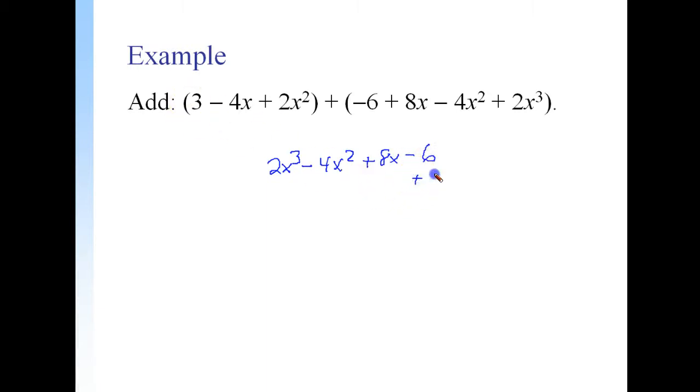This is going to be a plus 3. This is a minus 4x. And then this is a plus 2x squared. You have set them up in like term columns. Now you just add them.